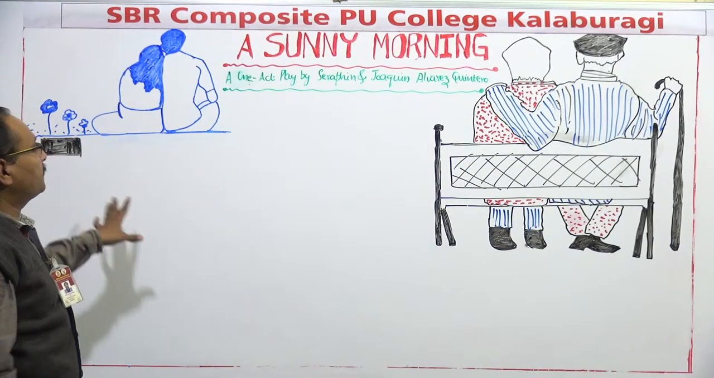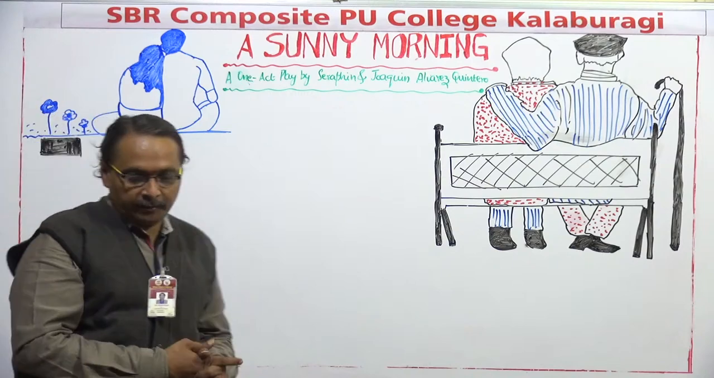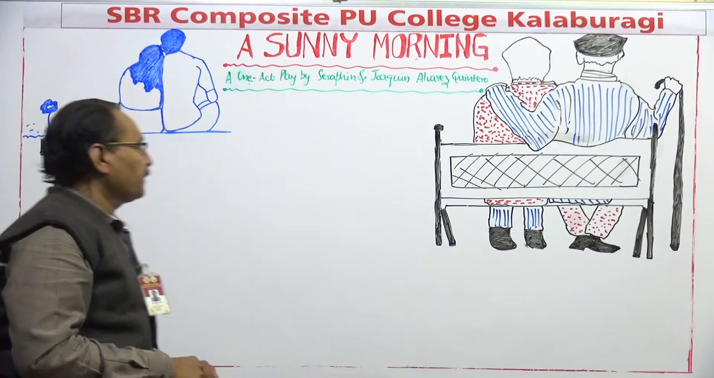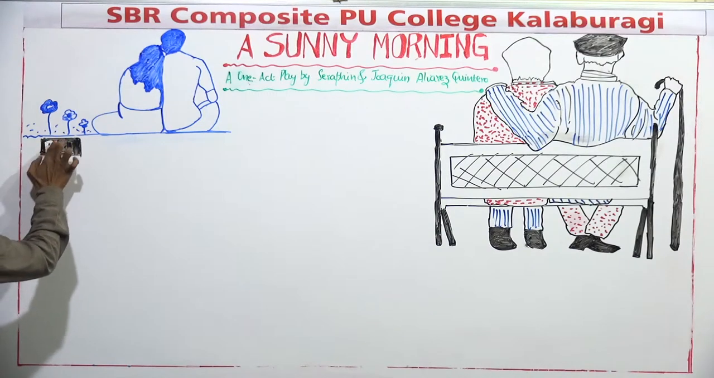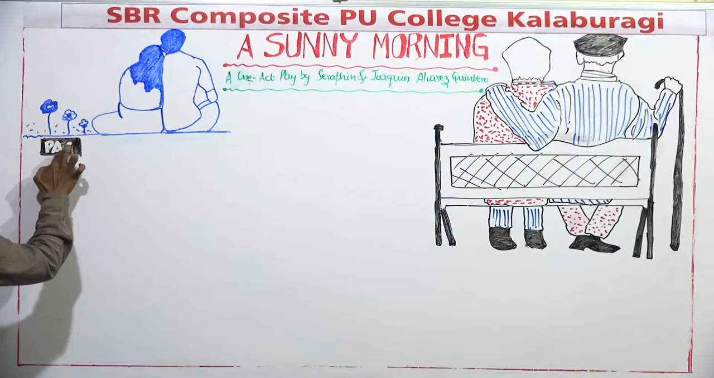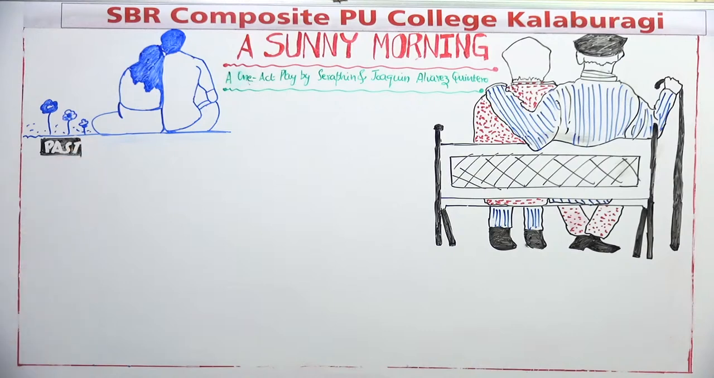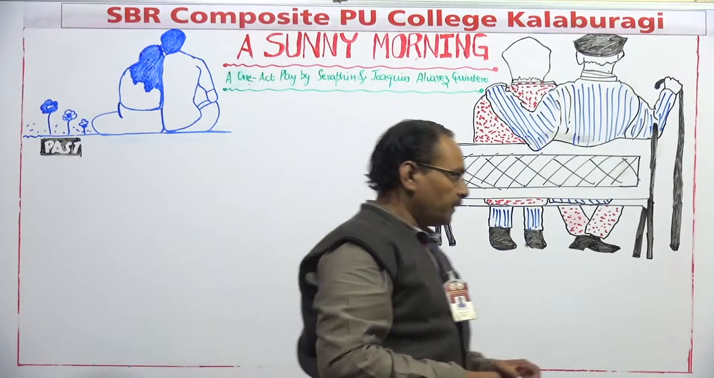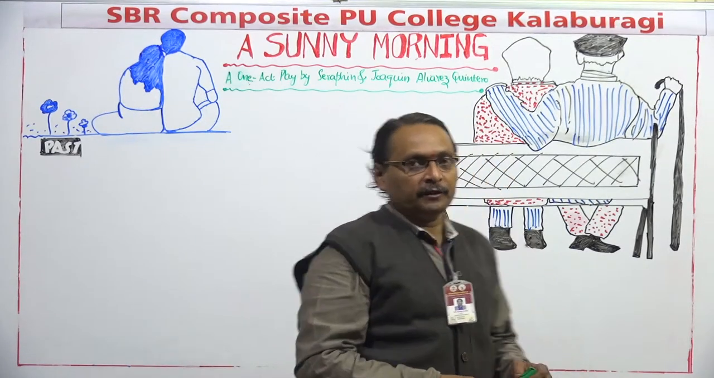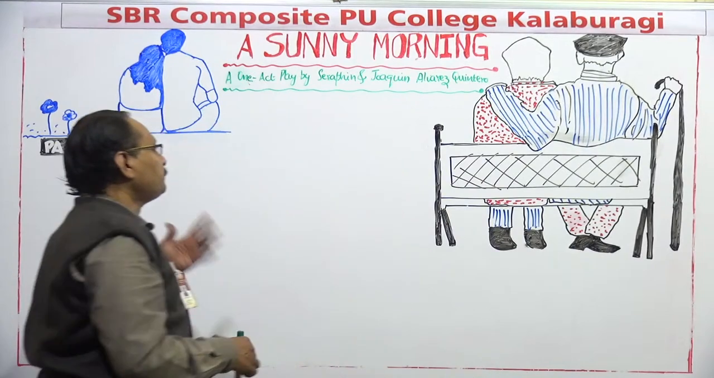Now, what is the significance of these two diagrams? Let me explain first. Now you see here, this is the past. That is what I wanted to show here. In tomorrow's class, I am not very sure whether we can have enough space for all these drawings, because I wish to do some other thing in tomorrow's class.